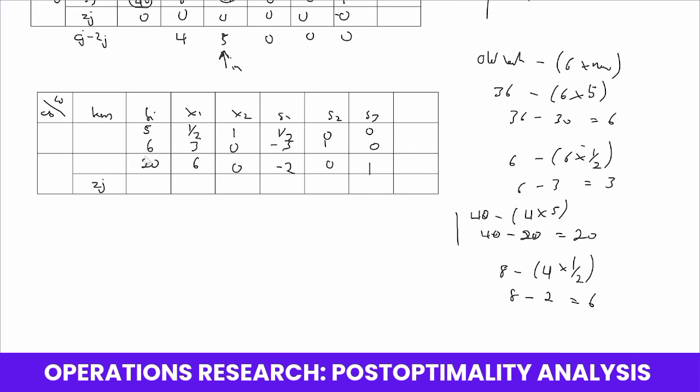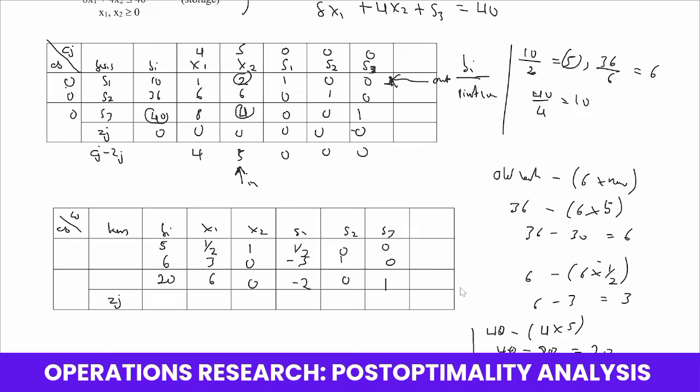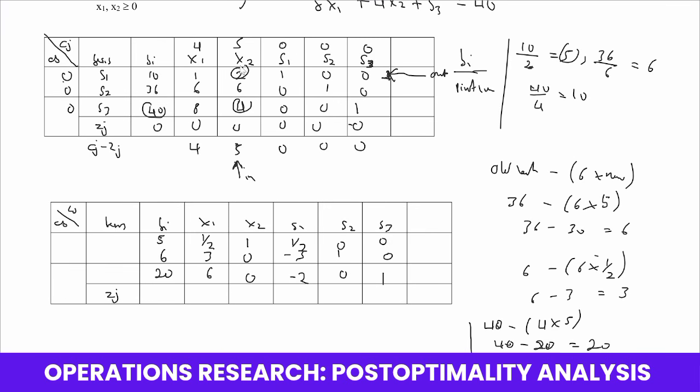All right, so let's calculate for our ZJ values. Oh, sorry, our basis. So as I said earlier, you realize I said x2 will enter the basis and then s1 will go out. So we have x2 here, s2, and then s3. Yes. So our ZJ values. What is the coefficient of x2? Coefficient of x2 is 5. And then we have 0 here and 0 here.